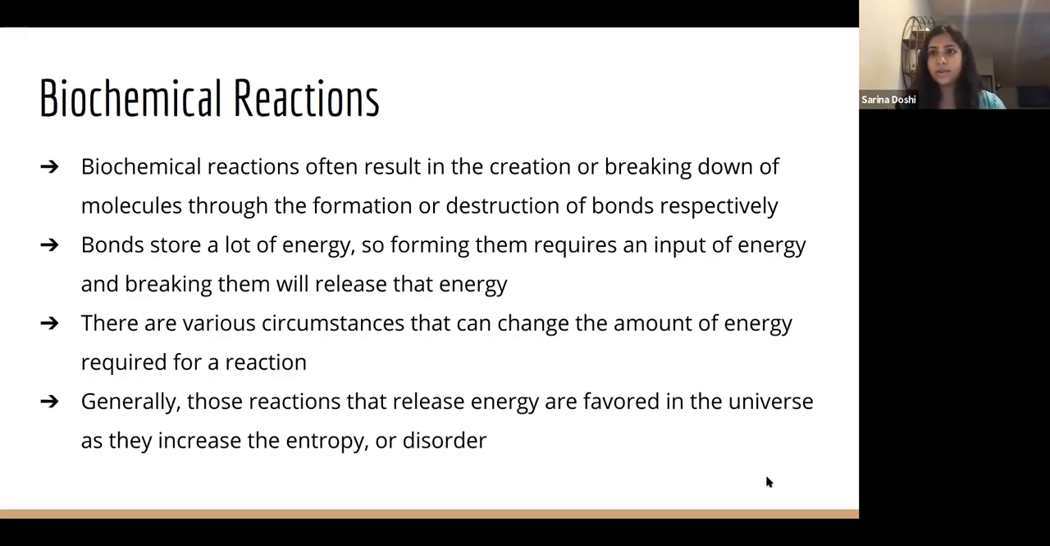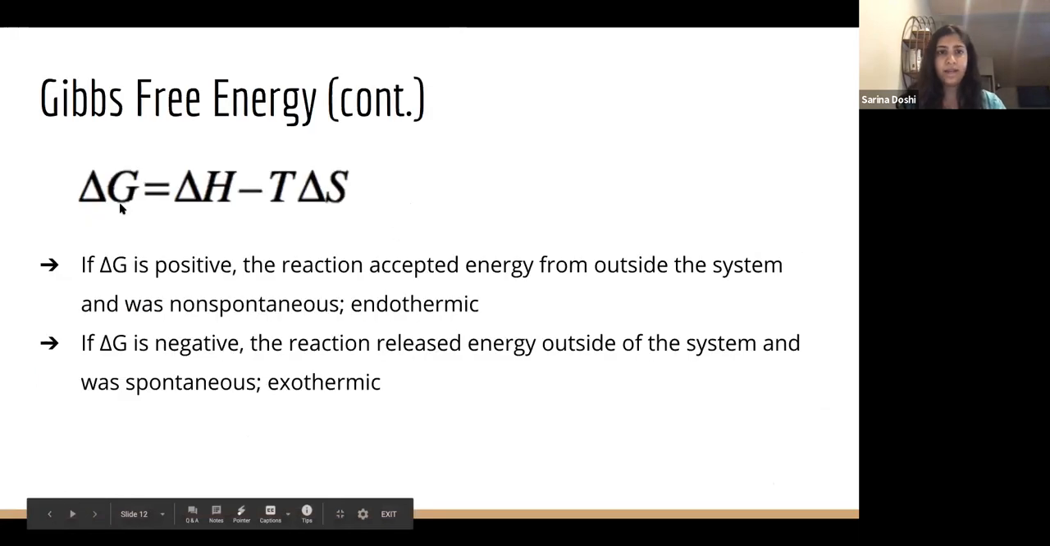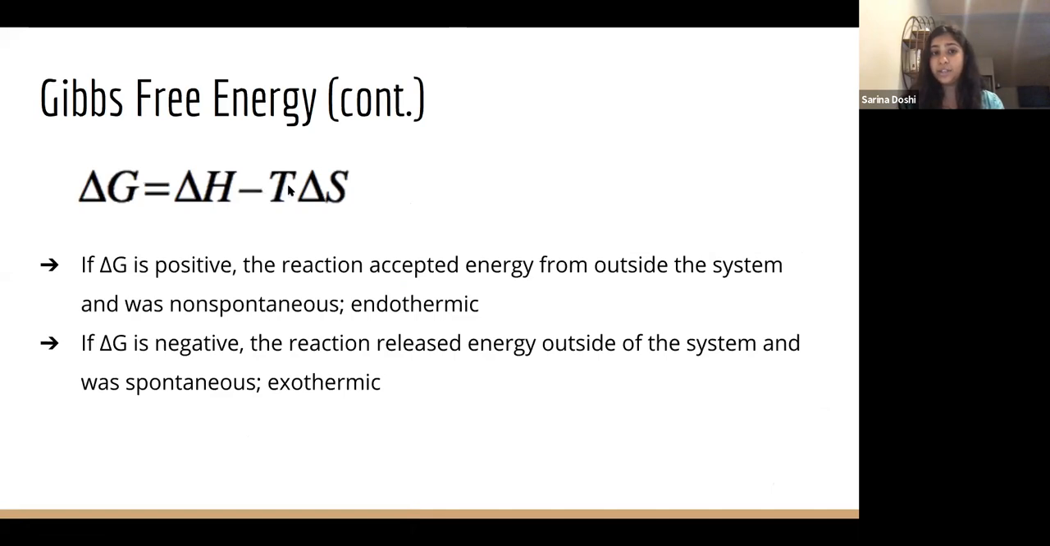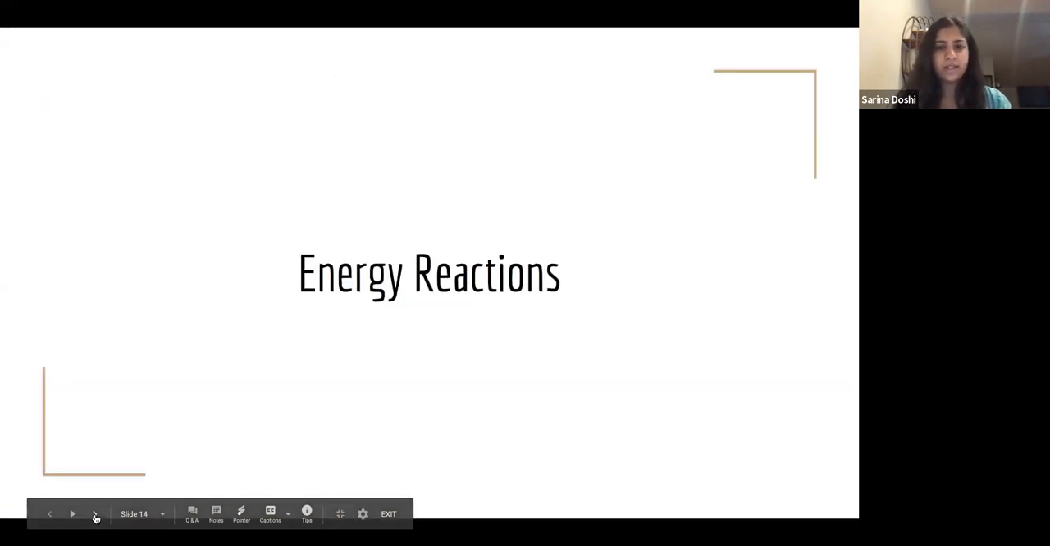For example, looking back at this equation, if you're in an area with a really low temperature, it would take a lot more heat, like input of heat, to melt the object. Okay, let's go back.